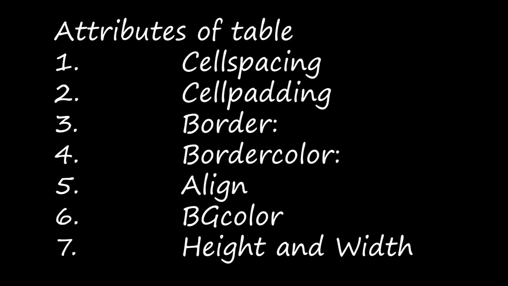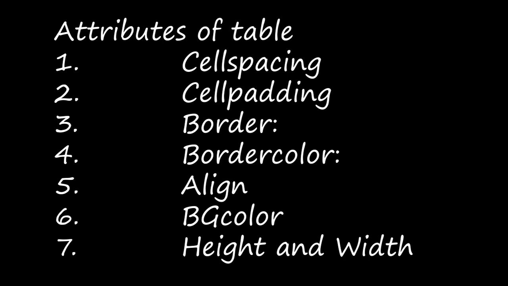And the next one is border. Border attribute with table tag is used to specify the thickness of the border lines around the table, right? The value of this border attribute also should be given as a non-zero value in pixels. Okay, if the value is 0, the HTML will display the table without border. So the default value is 0 in most of the browsers. If you want to make the border thick, you have to give some value other than 0.